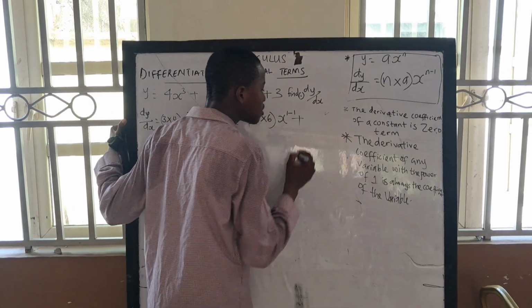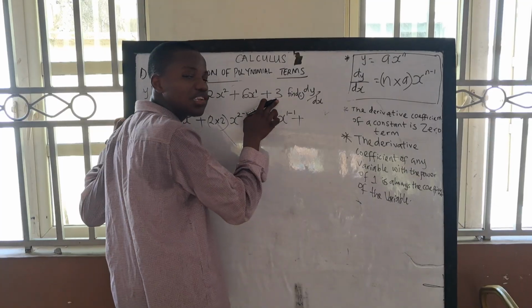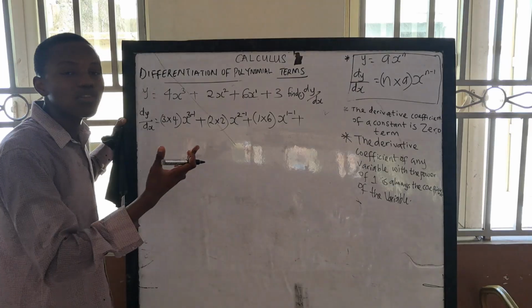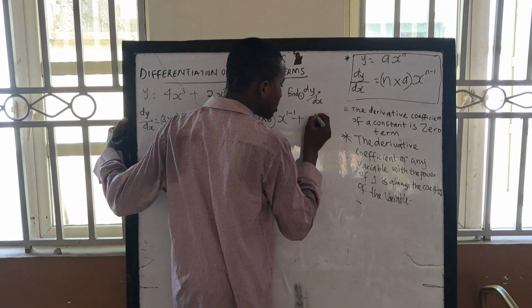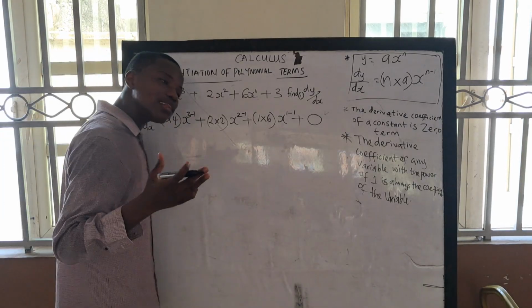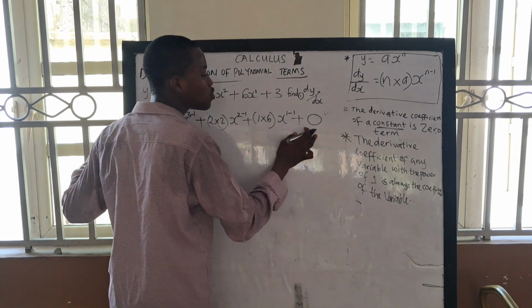Plus, recall our rule. If you differentiate a constant term, 3 is a what? Constant term, it does not have any variable. And anytime I differentiate a constant term, it's always what? 0. Automatically it is 0. You see it? See the importance of the rule. If you differentiate a constant term it is always what?